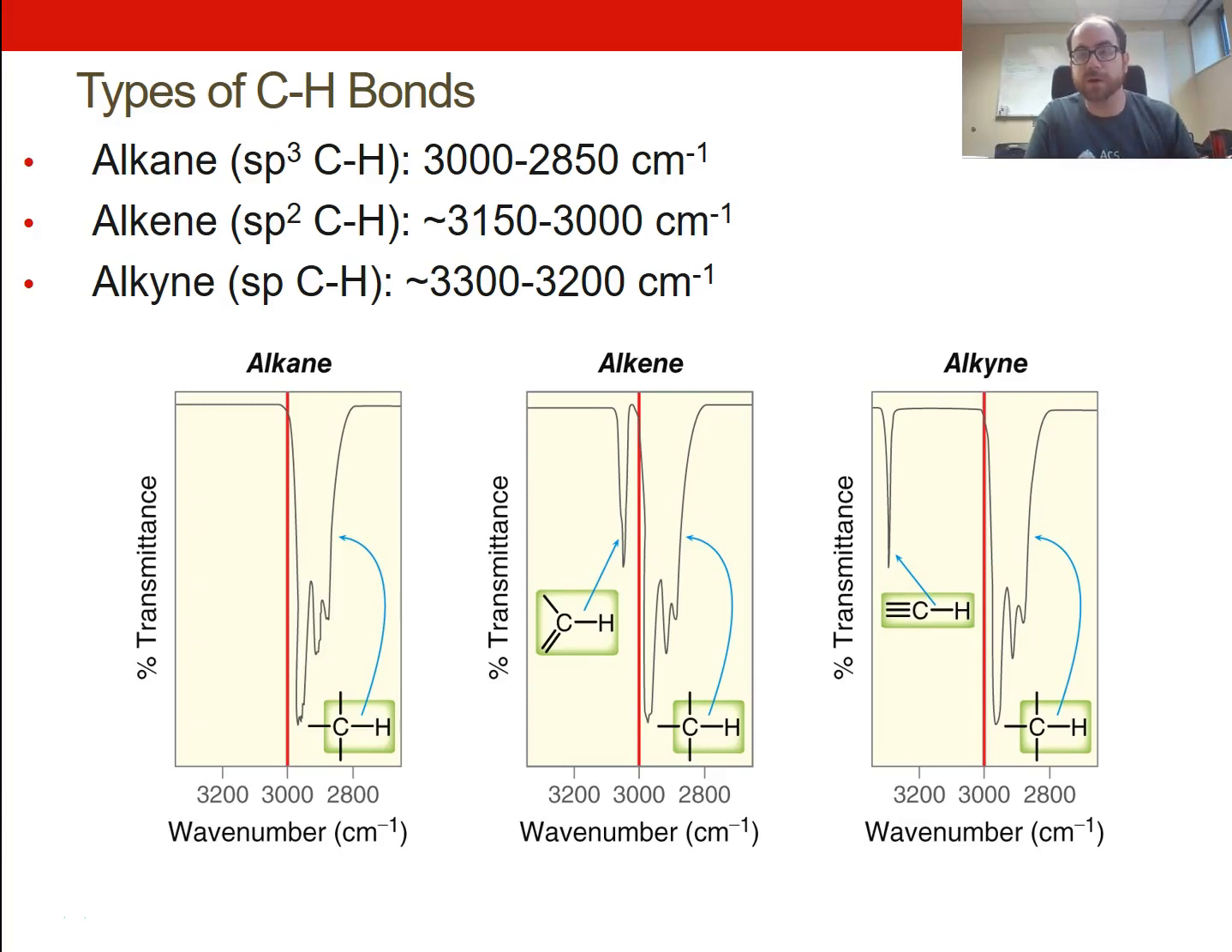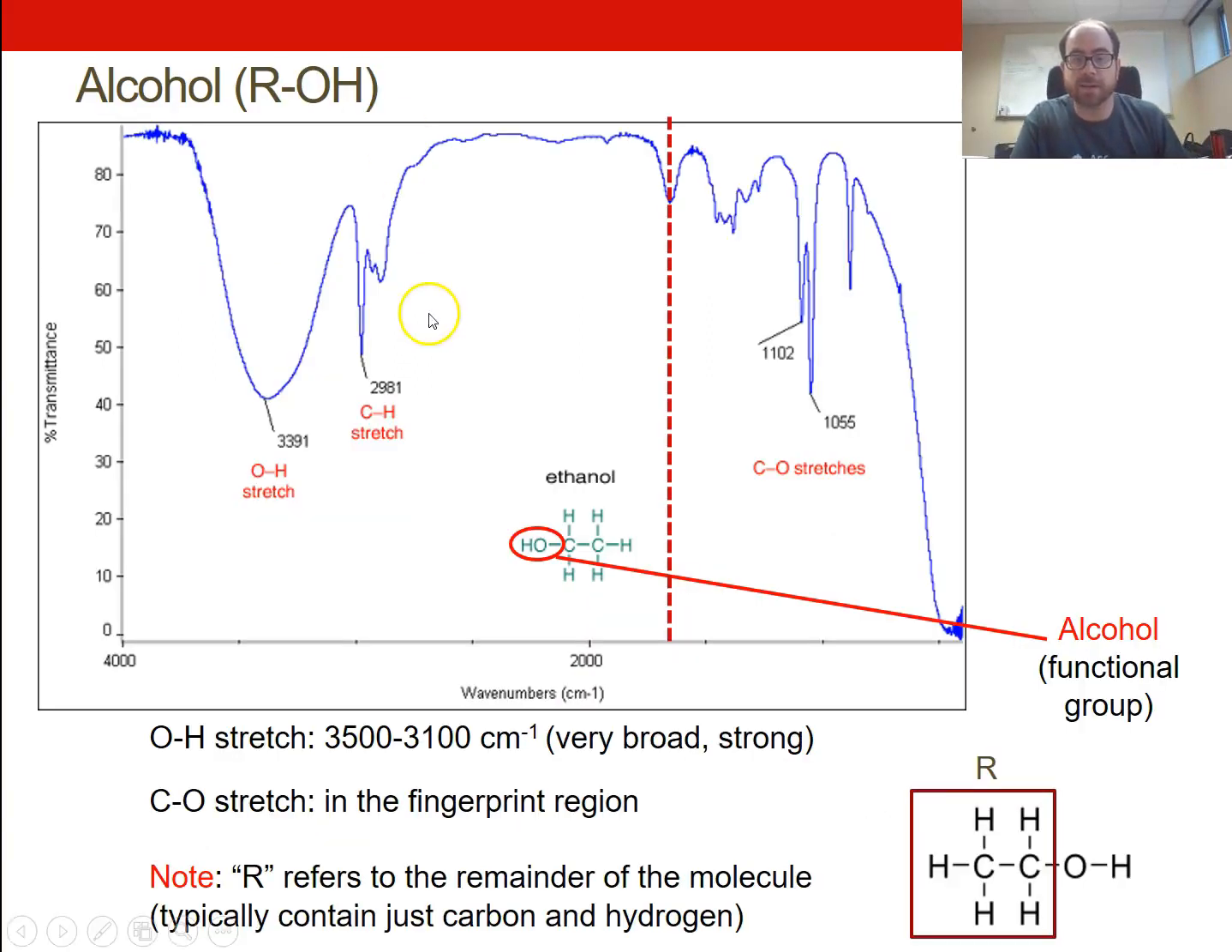Now moving away from carbon-hydrogen to other atoms. If we take a look at the bond between oxygen and hydrogen, if we have a molecule that looks like this, we call that an alcohol. That has a carbon bound to an oxygen and an oxygen bound to a hydrogen. So this is our functional group. And then we're going to introduce a convention. This is called an R group. An R group basically refers to the rest of the molecule that is not the functional group.